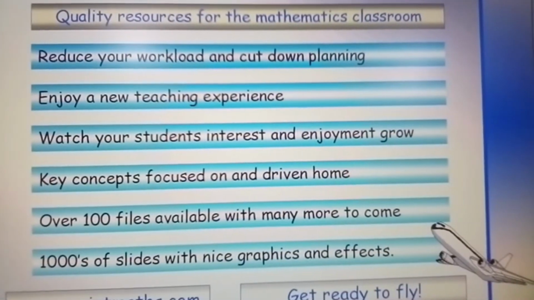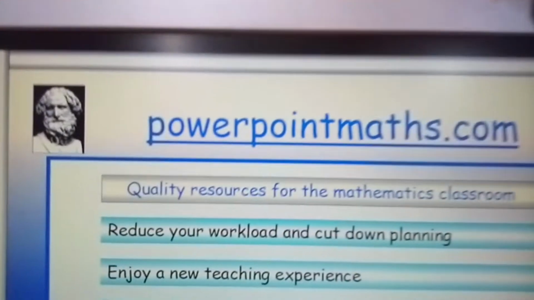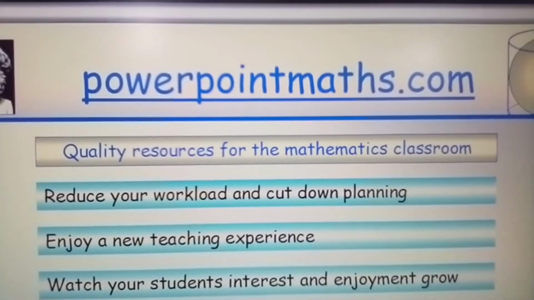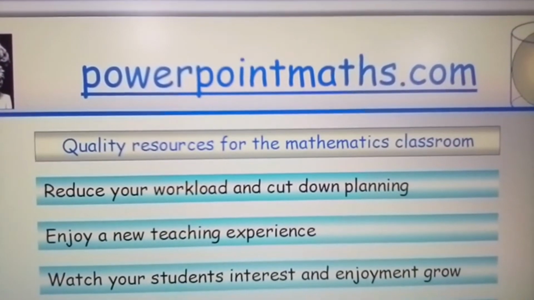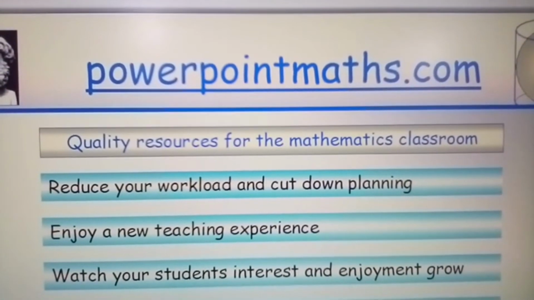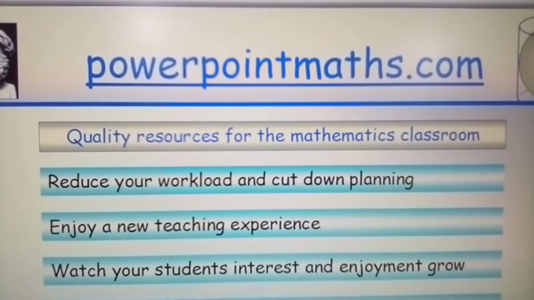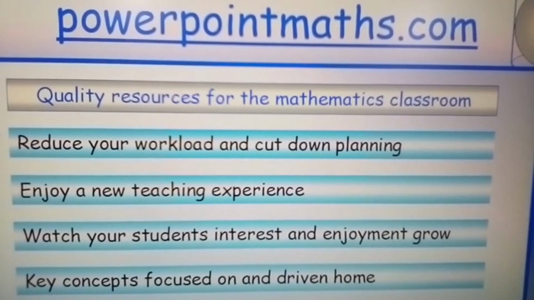What I want to look at today is PowerPoint maths. This is maths we use in the classroom, which has been paid for. I'm hoping that by giving you the opportunity to access it at your leisure, that will be okay, right?